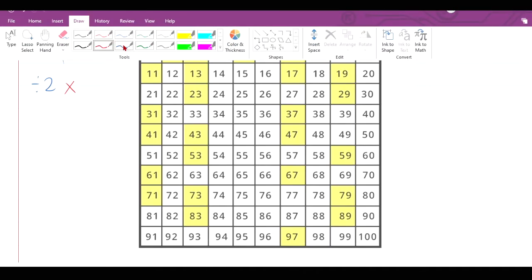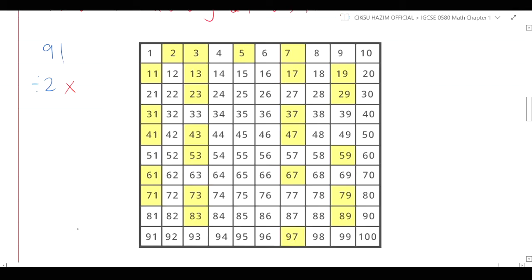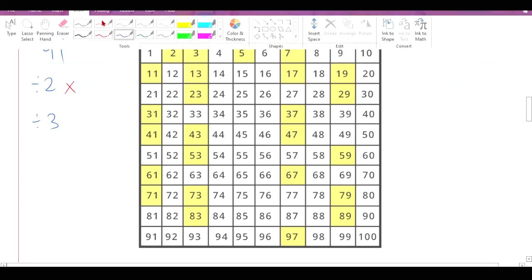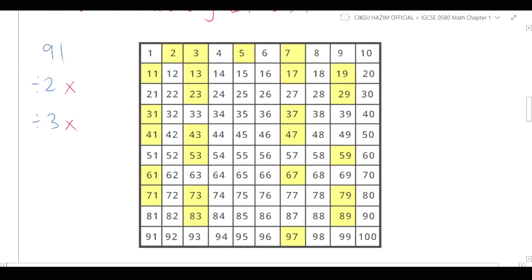But try to divide by 3. How do we do it? Press it in the calculator. If it's a pure whole number, that means yes. If it's a decimal, then you can't divide it. Divided by 3, press in the calculator. Always check it. 91 divided by 3. Does it appear as a decimal here? That means this also cannot be divided by 3.